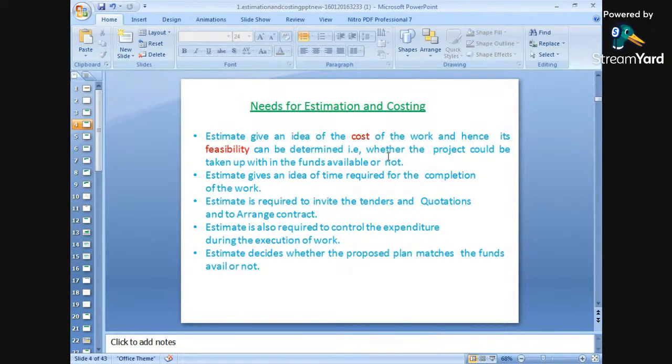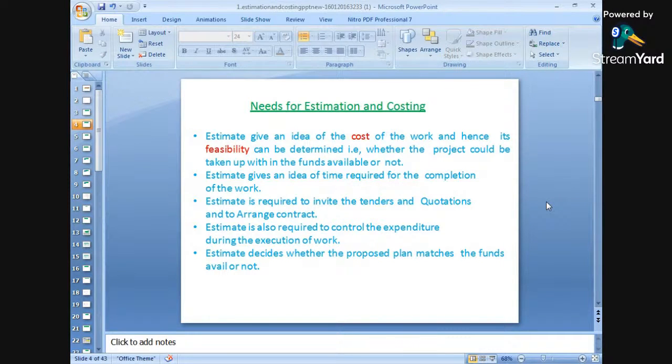It can be determined whether the project could be taken up within the funds available or not. That means whether the amount is sufficient to execute the particular type of work, or insufficient. So this can be given in a broad way by the estimations, whether it is feasible to execute the work or not.